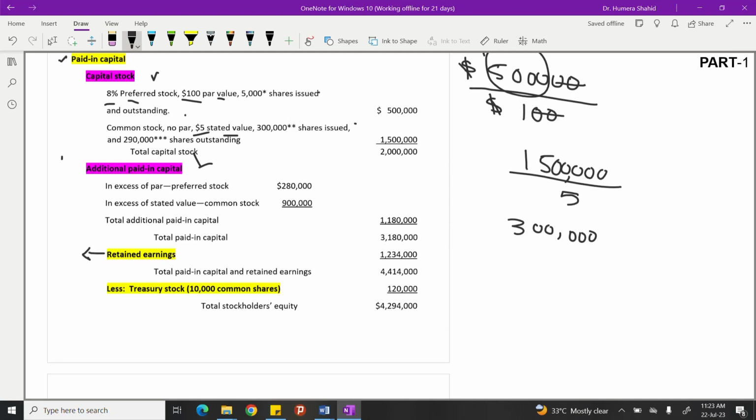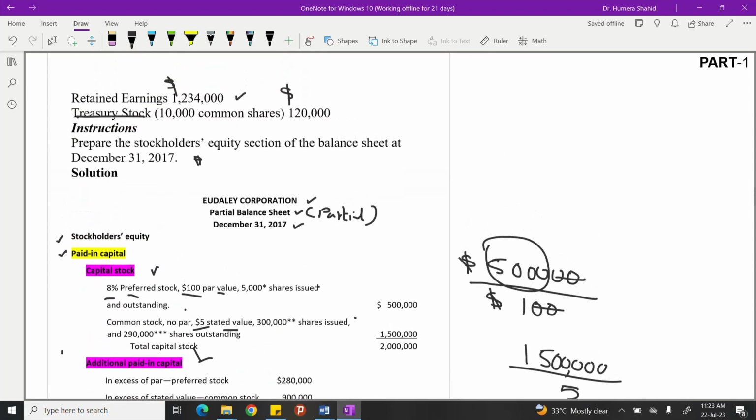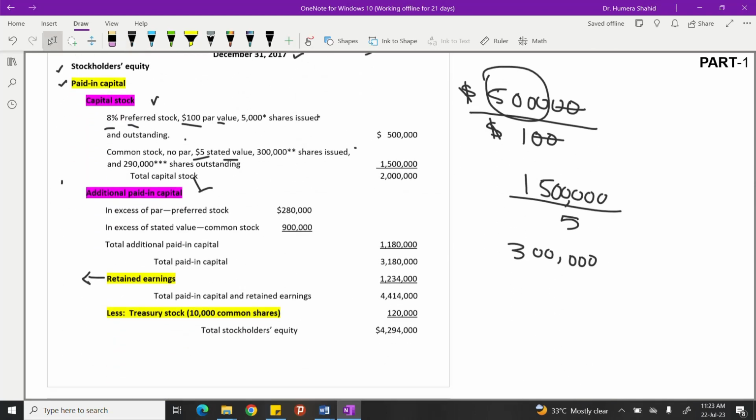300,000 shares issued. For the treasury shares we mentioned, there are 10,000 treasury shares. So our outstanding shares will be issued shares minus treasury shares. We get the remaining as outstanding shares, which is 290,000 outstanding. And this amount, I always say, represents issued, not the outstanding. Okay, so total capital stock is 2 million.